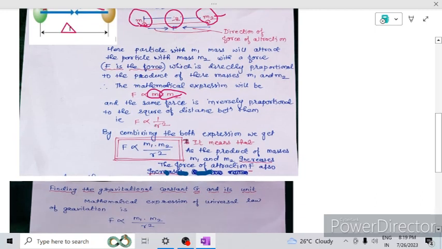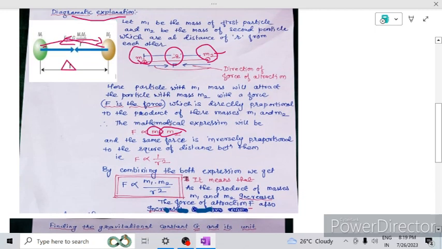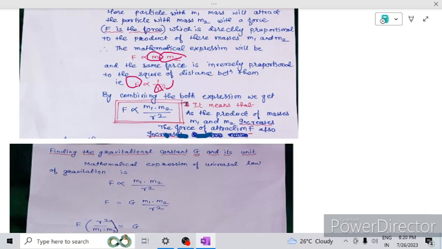Now, both masses are apart from each other at a distance of r, so this force is inversely proportional to the square of the distance r between them. By combining both expressions, we get F is directly proportional to m1 times m2, which is the product of two masses, and inversely proportional to the square of the distance, that is r squared.